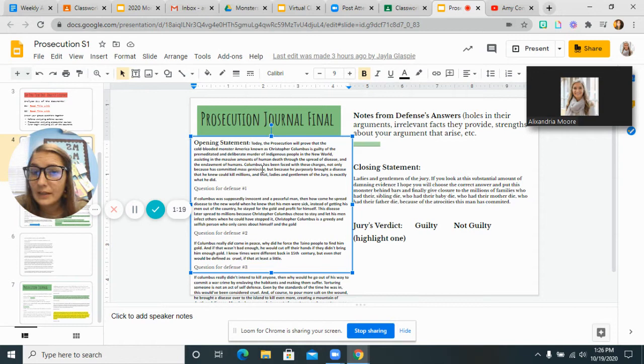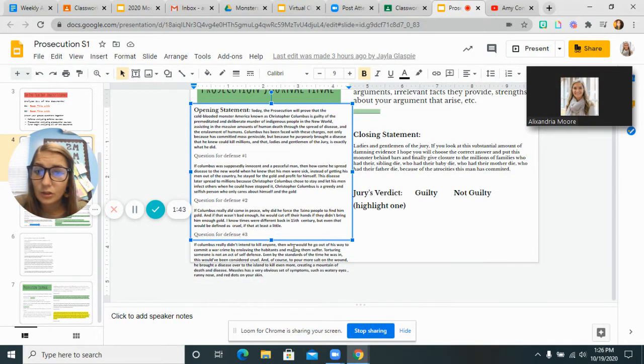Next, they're going to give reasons as to why they think that he is guilty. They say Columbus has been faced with these charges not only because he has committed mass murder, but because he purposely brought a disease that he knew would kill millions. And that, ladies and gentlemen of the jury, is exactly what he did. So good. In the questions, you're going to kind of create questions that evoke an answer.